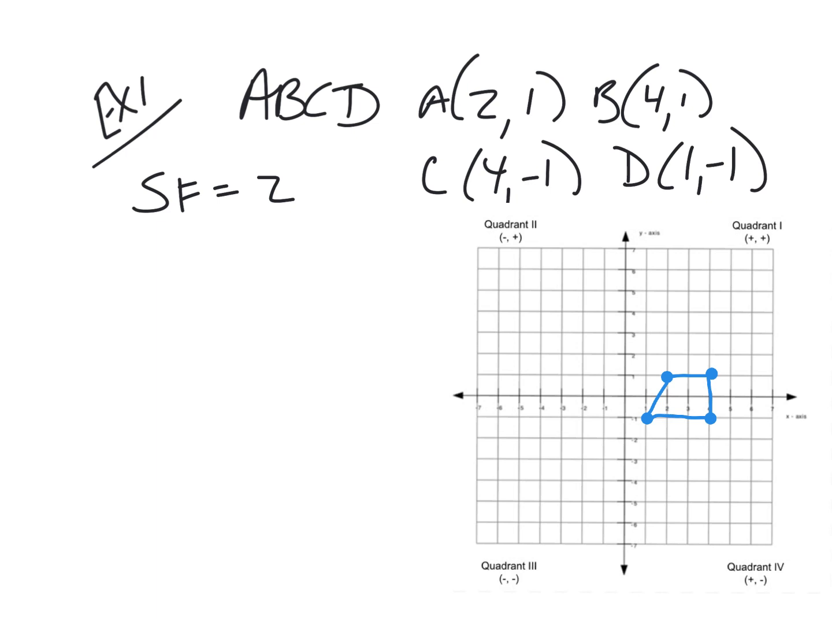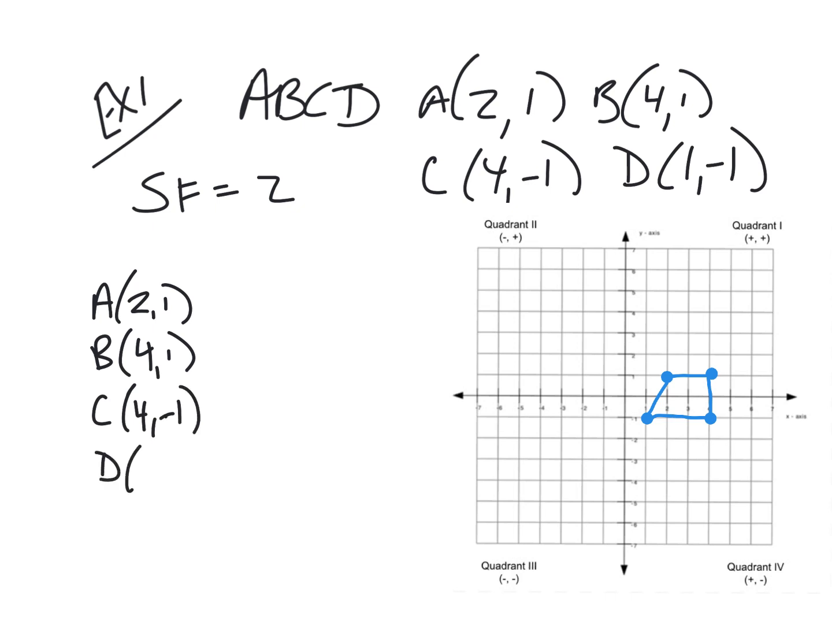And then what they want you to do is find the dilation. So I guess I should have written these points going vertical. So our first point, A, is 2, 1. Sorry, I'm going to rewrite these. Okay, and then we need to dilate these. We're going to give them new points, L, M, N, P, because we're creating a new quadrilateral.